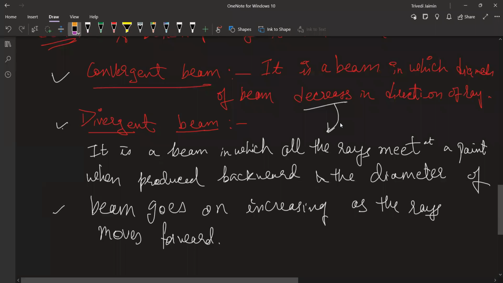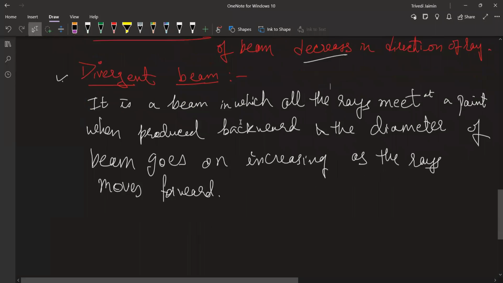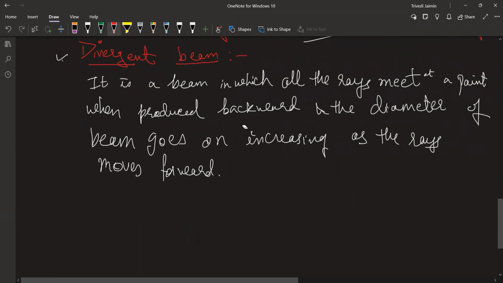Parallel beam. Next is the parallel beam. What will be a parallel beam? One which doesn't meet. Yes, they don't meet, they go straight and parallel.